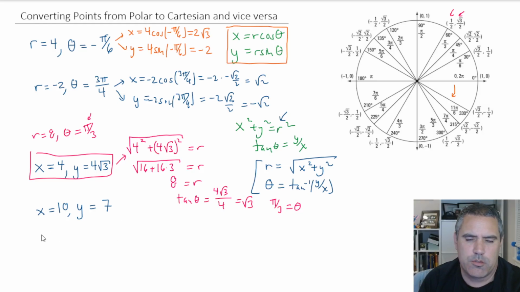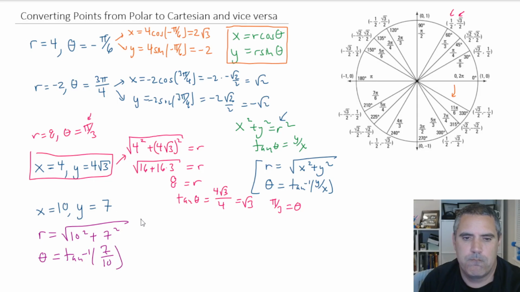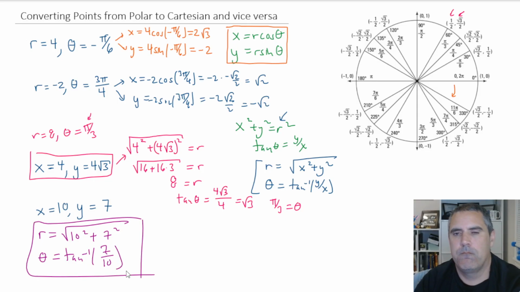Okay, same thing here. So it just becomes mechanical. These aren't that exciting of questions. There's my r. My theta is going to be arctangent of 7/10. Okay, that's how we convert points.